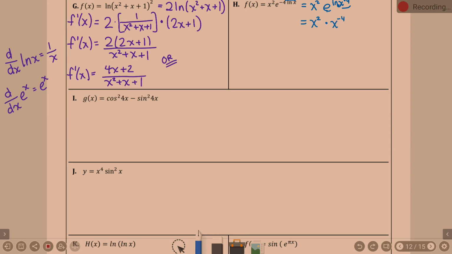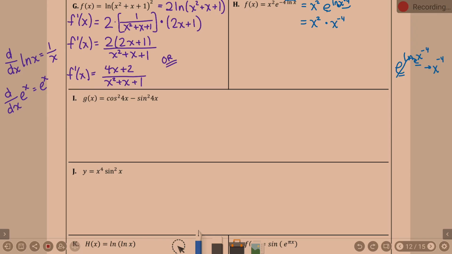Okay, is that making sense a little bit? The idea is that e to the natural log of x to the negative fourth, because these are both the same, basically all of this drops out and you just have x to the negative fourth. Okay, that works when it's a log in the power.